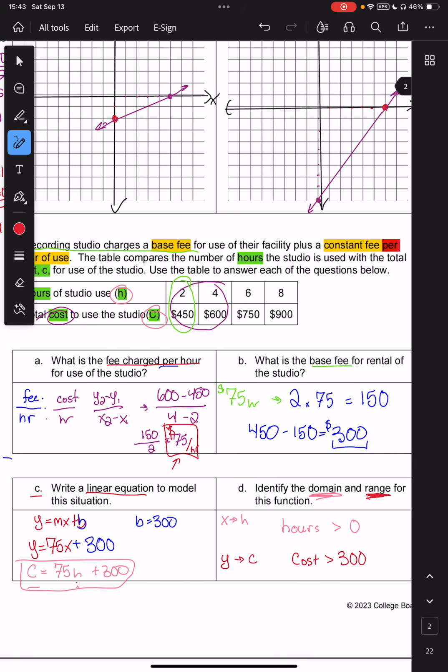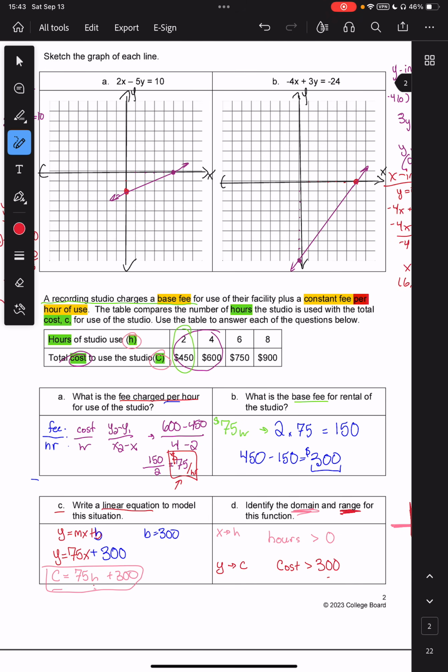If, for example, the person uses the studio for 30 seconds, then the price of the session would be $300 plus 75 times 30 seconds. So it would not be worth it to use it for 30 seconds. You would want to use it for a lot more time. But that's where we get our greater than 300. It's not equal to 300.